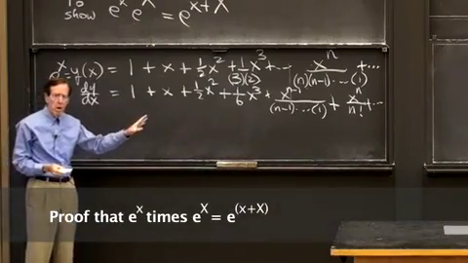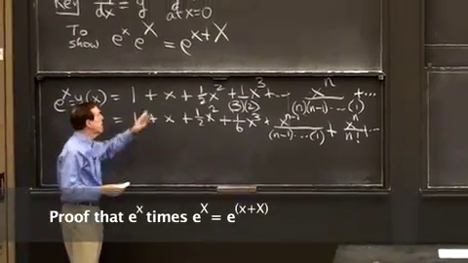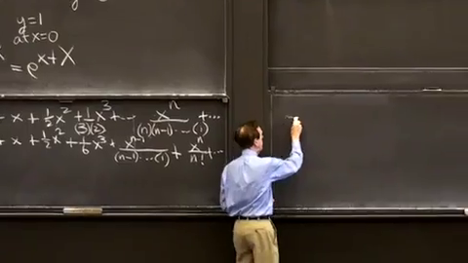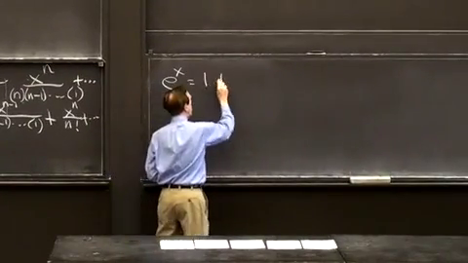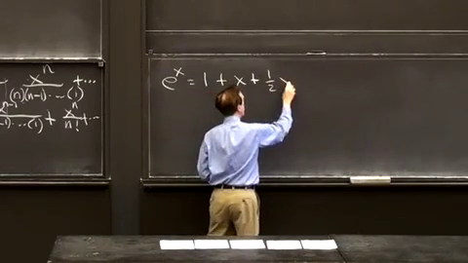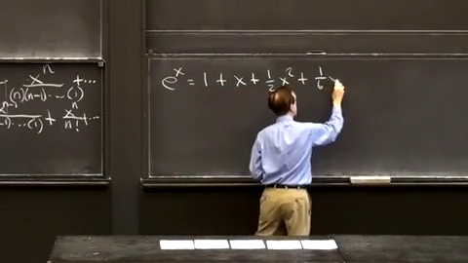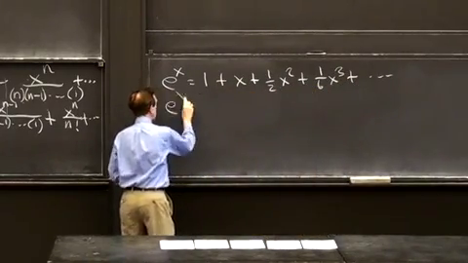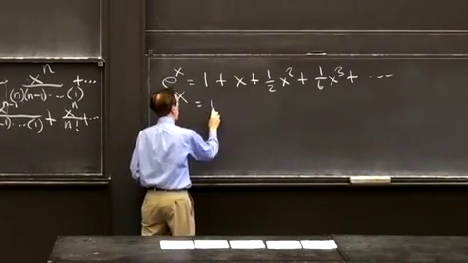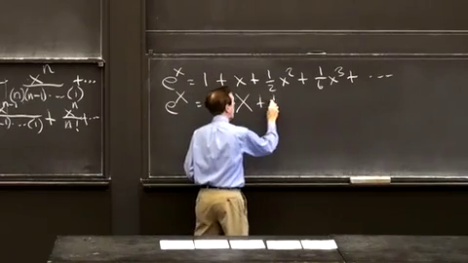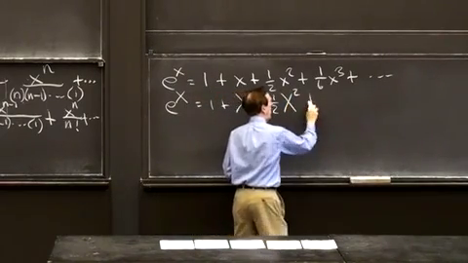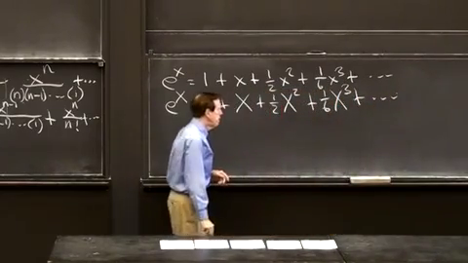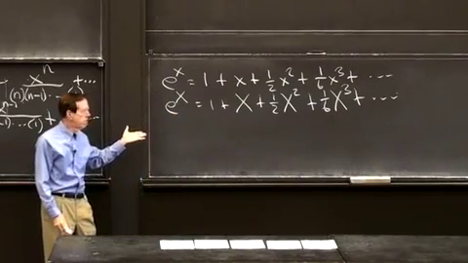Can I move to the next board? So the next step is check. Well, I've got e to the x. And let me write again what it is. 1 plus x plus a half x squared plus 1/6 x cubed, and so on. And then I've got e to the any other power, or even the same power. 1 plus, I'll just use capital X for this power, 1/6 of capital X cubed plus so on. And I want to multiply those and see what I get.